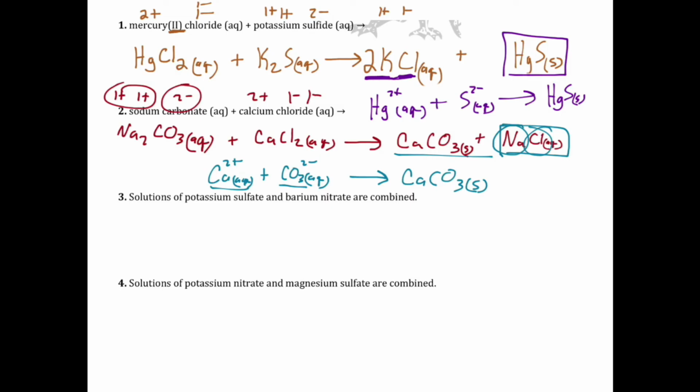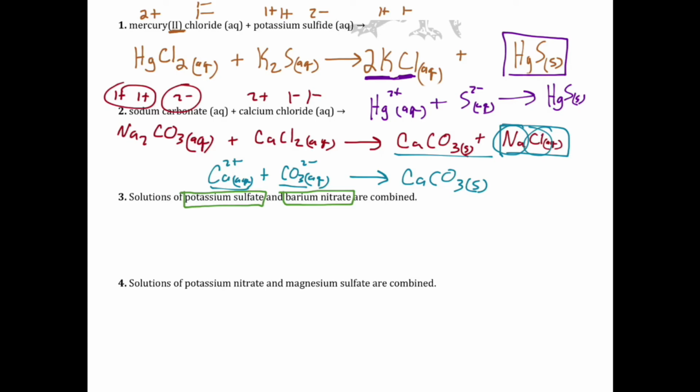Now, what I'm going to do is show you a trick that you can do when doing these problems. You don't actually need to write out the balanced chemical equation. What you can do is recognize that this is one of the reactants, and this is another reactant. So we have potassium sulfate, we have barium nitrate.